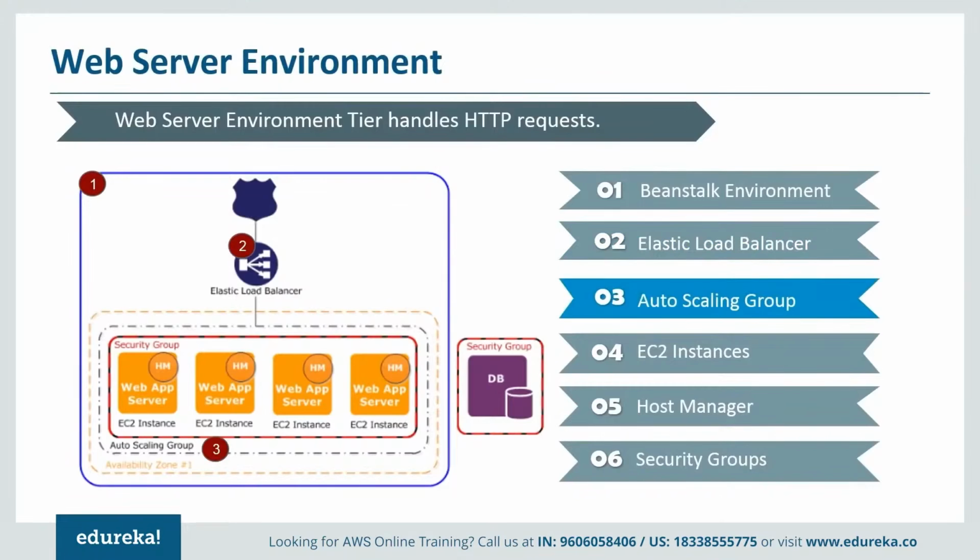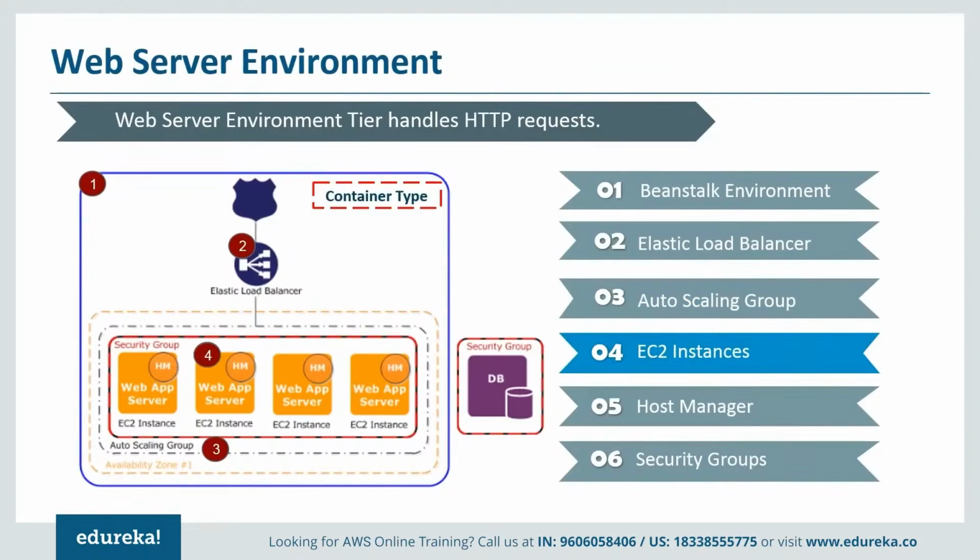Then we have auto scaling group. Well, if your web server is trying to handle a lot of traffic and it's having a scarcity of EC2 instances, then the auto scaling group automatically installs a few EC2 instances. Similarly, if traffic is very low, then it automatically terminates underused EC2 instances.